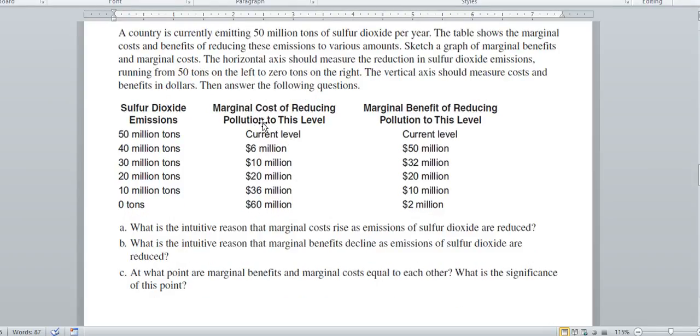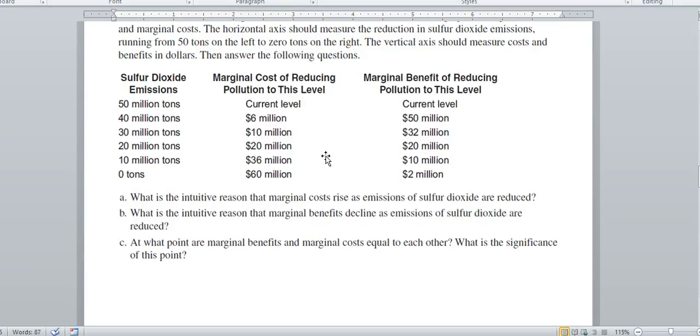These are the marginal cost of reducing pollution and the marginal benefit of reducing the pollution. Now, that means that we're not looking at total. We're going to compute total cost, but this schedule and what we're going to graph is marginal cost, which is very different. So if we look at this, going from 50 to 40 million tons costs $6 million. Going from 20 to 10 costs $36 million.